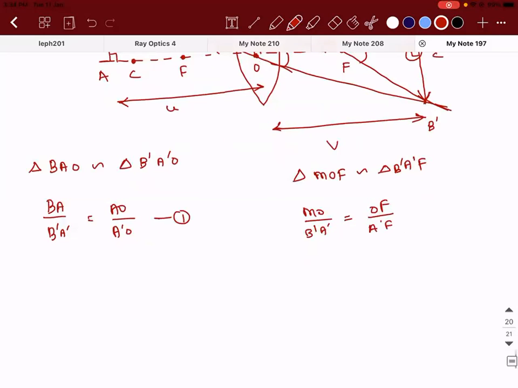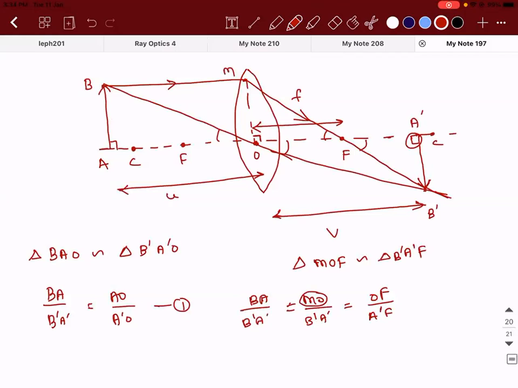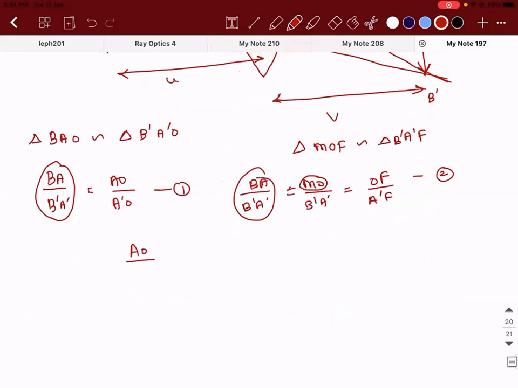Okay, but remember MO is mathematically equal to BA. So BA divided by B dash A dash is equal to OF divided by A dash F. So let this be equation number 2. Then here you have BA by B dash A dash, here also you have BA by B dash A dash. So it will be something like this: AO divided by A dash O is equal to OF divided by A dash F.